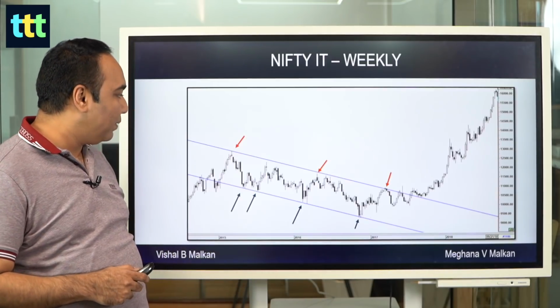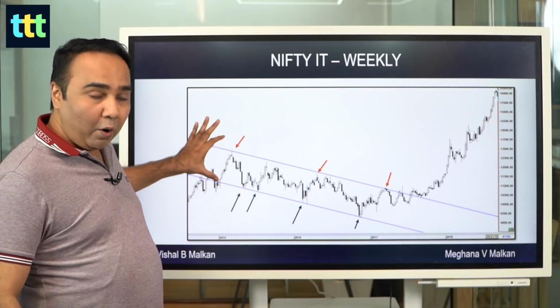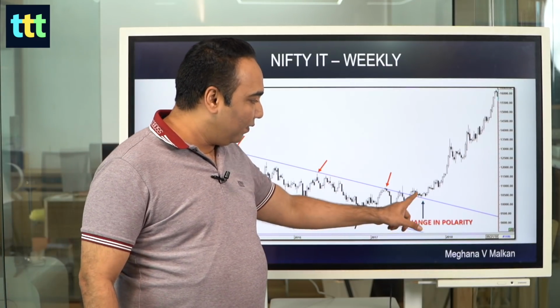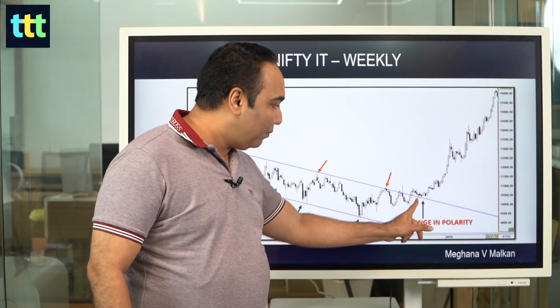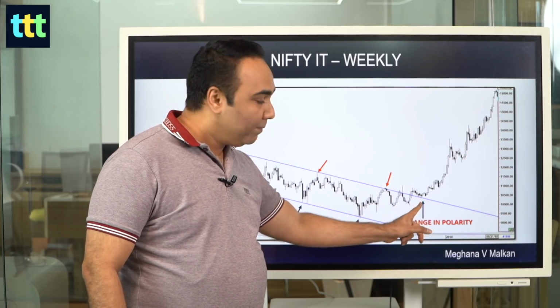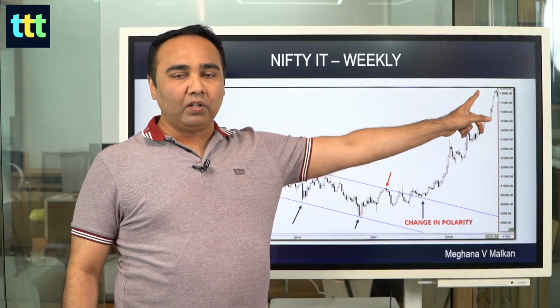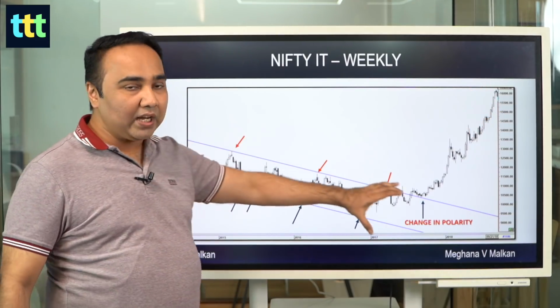So let's see some examples. Look at this. This is a downward sloping trend channel: 1, 2, 3, 4, 5, 6. And then you have a breakout and the same trend channel is now working as a support. So that's a great change in polarity and that produces a good move on the upside, right? So that's called trend channel CIP.